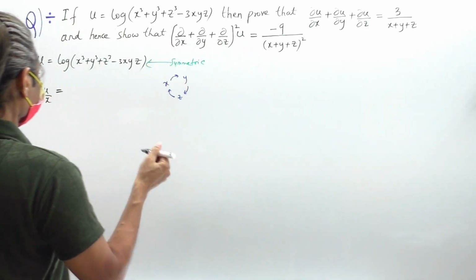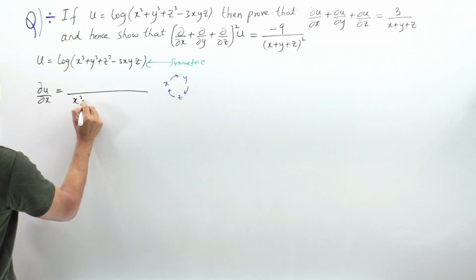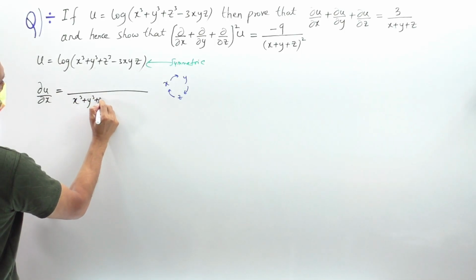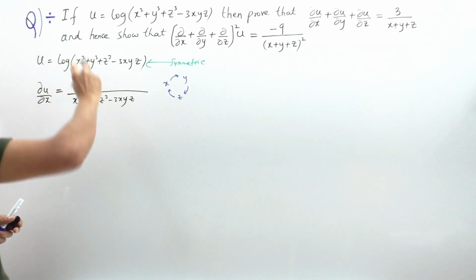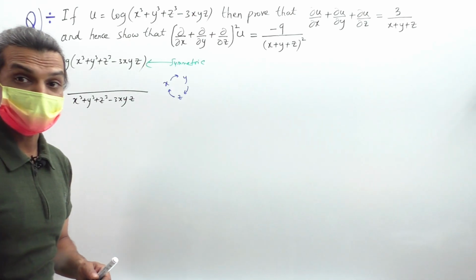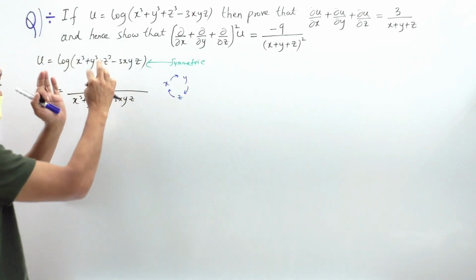So right here, 1 by x cube plus y cube plus z cube minus 3xyz. Again, chain rule, differentiation of this thing. First, log x is 1 by x, but it's not plain x.